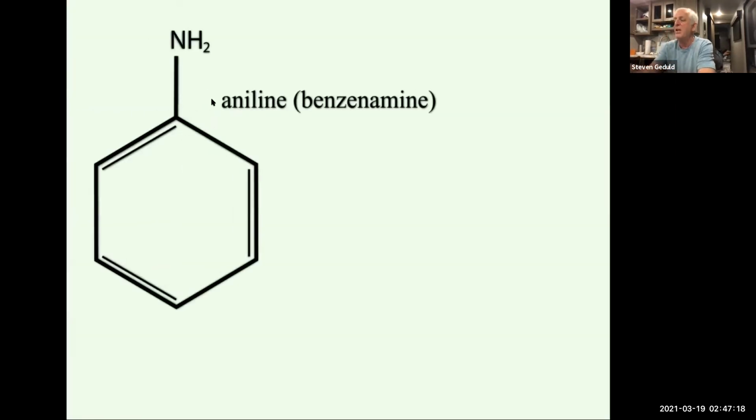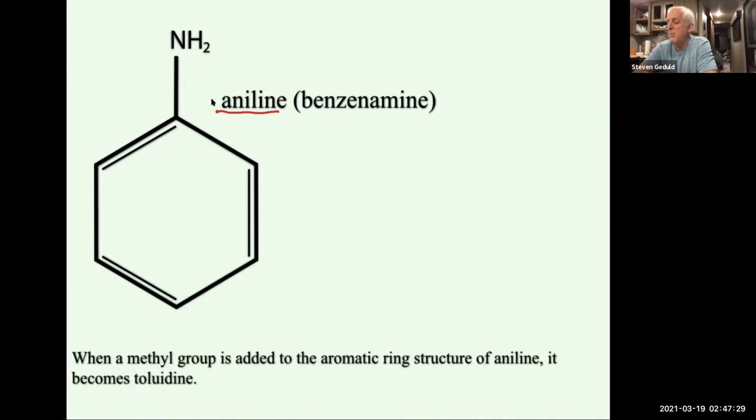Okay. So this is aniline. That's the name given to it. And it's benzene amine. It's a benzene group attached to an amine group. So when a methyl group is added to the aromatic ring structure of aniline, it becomes toluidine. When we put a methyl group on it, so we put a CH3 group here, or here, or here. And this would be ortho, meta, or para, or 1,2, 1,3, 1,4 position. But when we put a CH3 group, then it becomes toluidine.